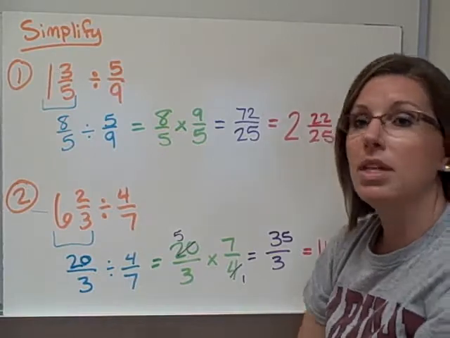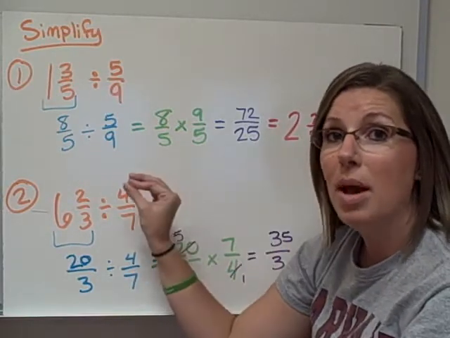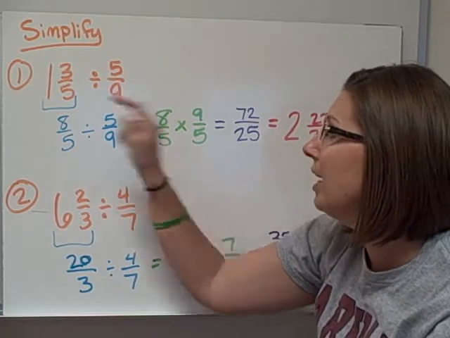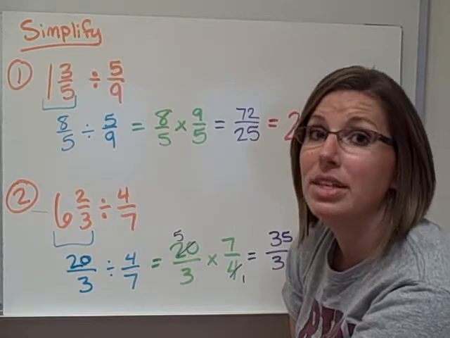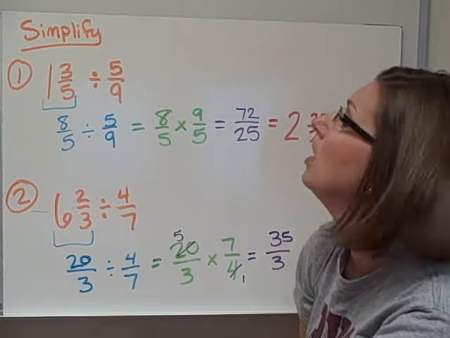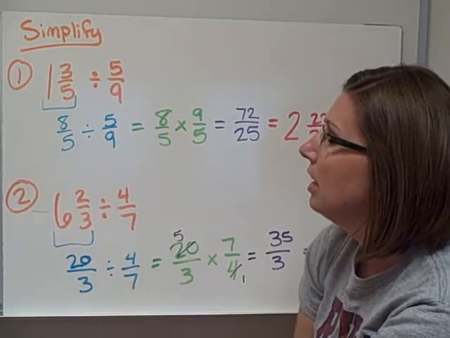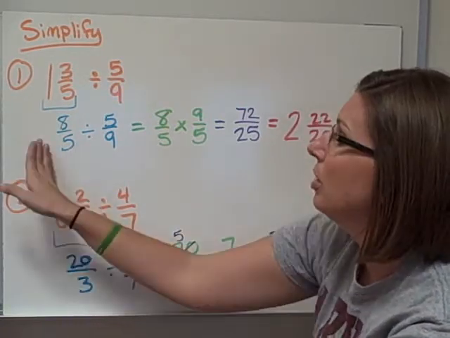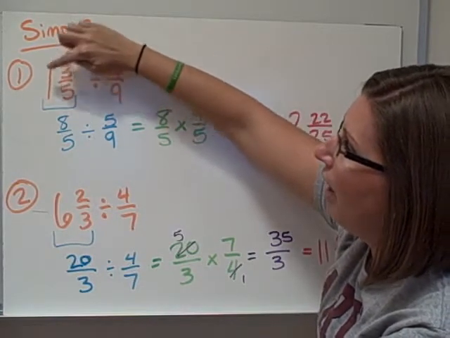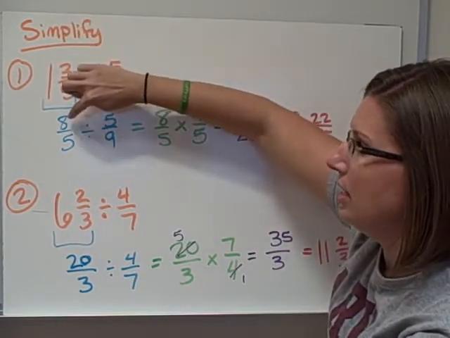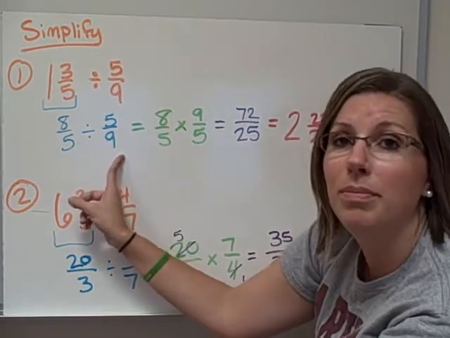Some more problems. These are starting to get more challenging because now I've thrown in some mixed numbers here. So before we change any of our problem, we first need to change our mixed numbers to improper fractions, which is what I did here. 1 and 3/5 needs to be changed to an improper fraction. To do that, I multiply 5 times 1, which is 5. 5 plus 3 is 8, 8/5. And then I just continue with the rest of my problem.